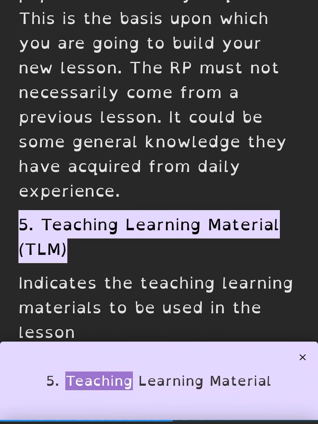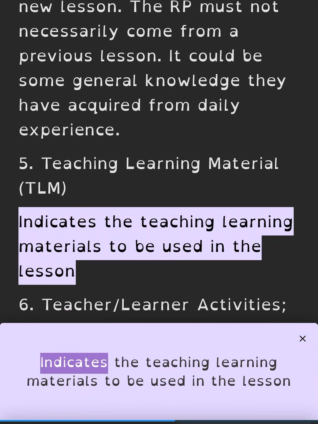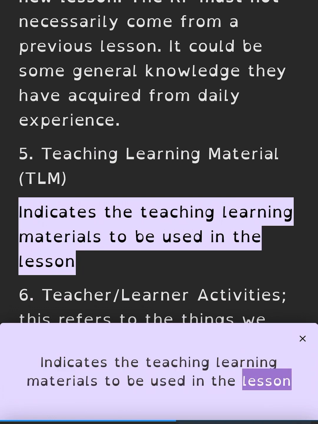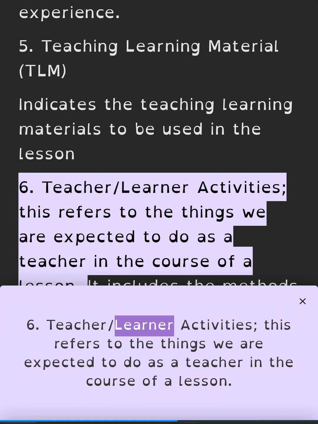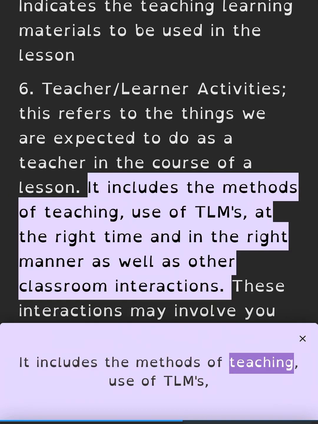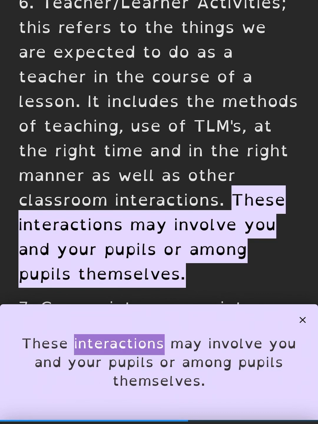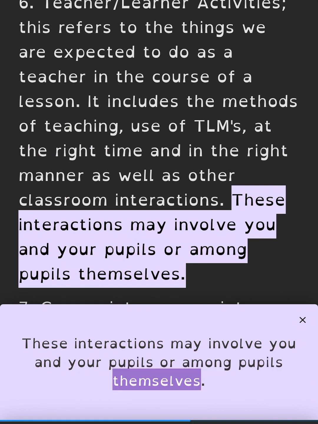5. Teaching learning material. Indicates the teaching learning materials to be used in a lesson. 6. Teacher-learner activities. This refers to the things we are expected to do as a teacher in the course of a lesson. It includes the methods of teaching, use of TLMs at the right time and in the right manner, as well as other classroom interactions. These interactions may involve you and your pupils or among pupils themselves.